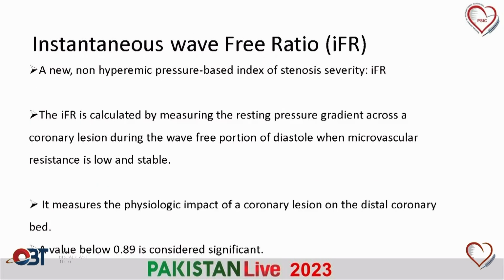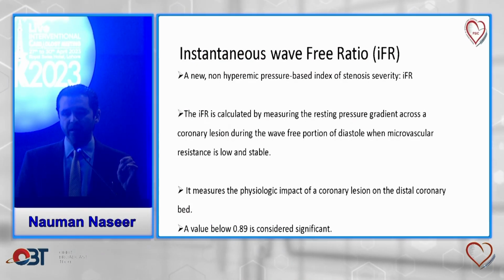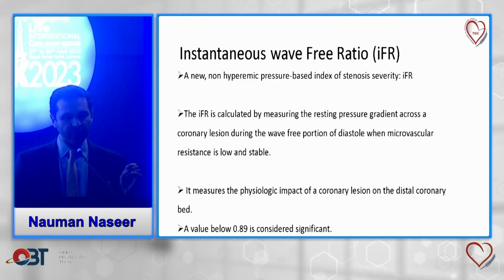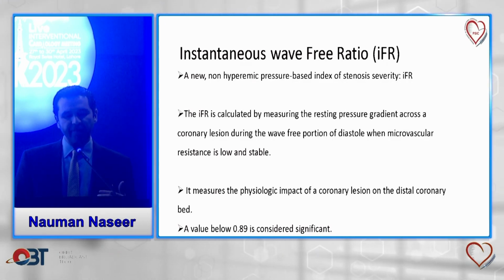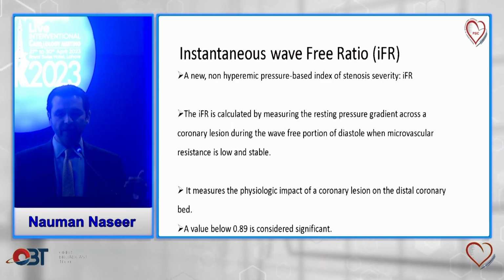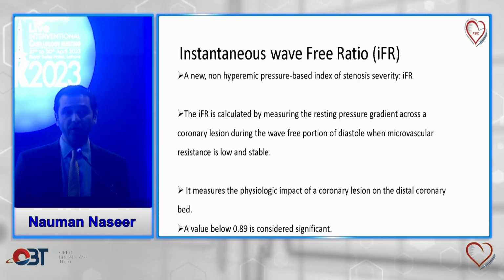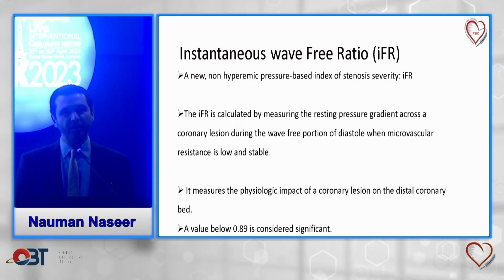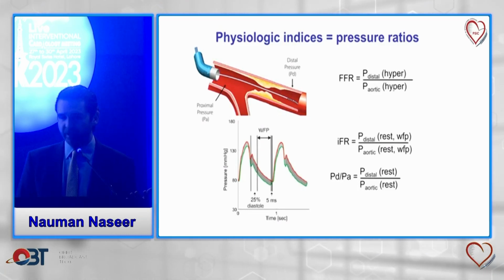Now with this new non-hyperemic pressure-based index of severity is iFR, which is calculated by measuring the resting pressure gradient across a coronary lesion during the wave-free portion of diastole, when microvascular resistance is low and stable. And this measures the physiologic impact of a coronary lesion on the distal coronary bed. A value of 0.89 is considered significant, and there are 2 recent large randomized trials which have fully validated iFR against FFR, and this has become now routine clinical use, and because of which there has been a sudden uptick in the use of pressure wire for coronary lesion assessment, because you don't have to give any drugs for hyperemia.